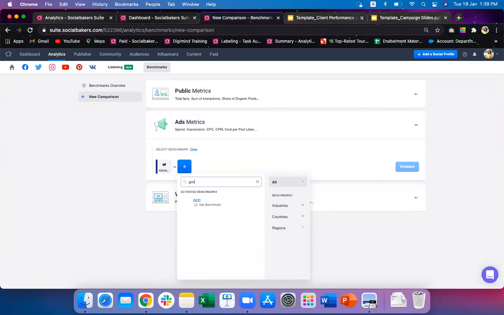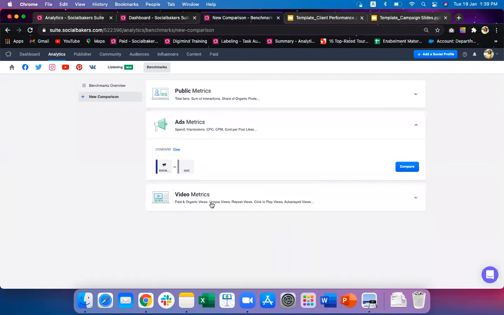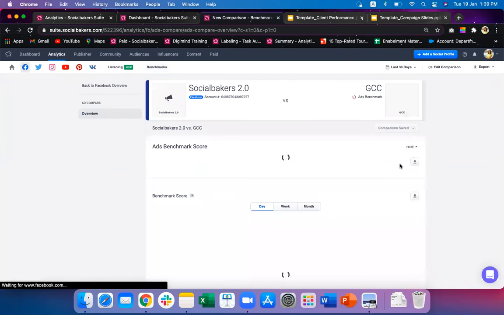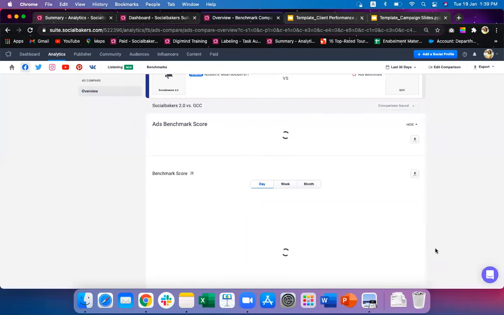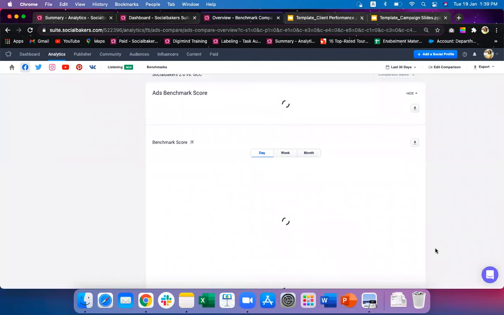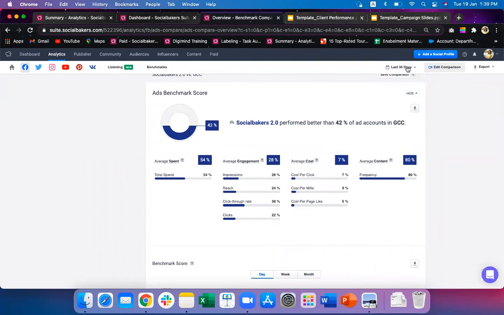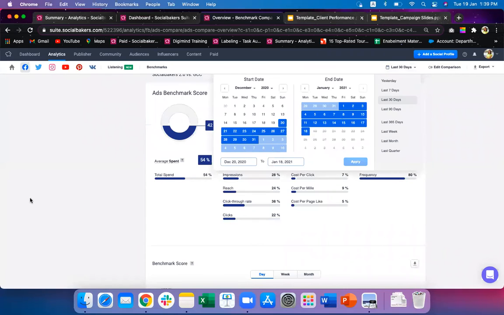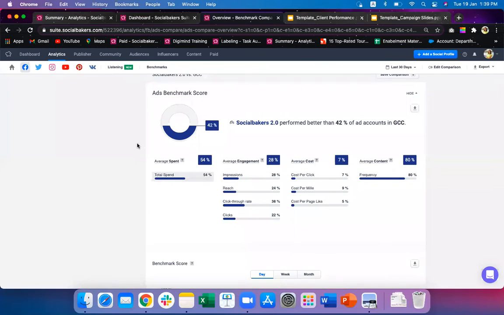Of course, we have other industries, other regional data, which you can benchmark against. But if you want to see how the GCC looks like, you just compare, and then you will understand the different performance benchmarks for your ad account split by the different metrics. I'll show you once the data loads. Of course, this is just for the last 30 days. You have to expand and go one year back and then see, in terms of spend, did I spend more or less than the average of GCC?